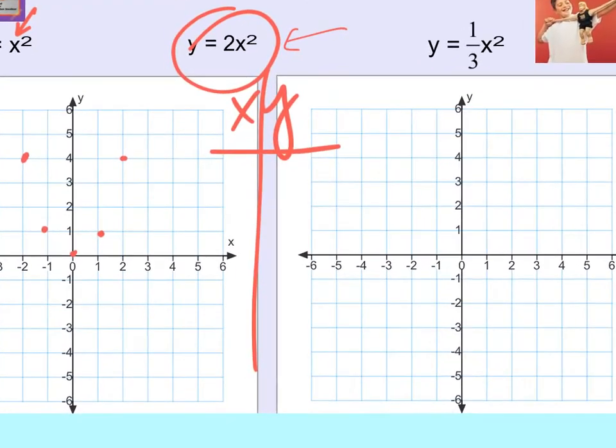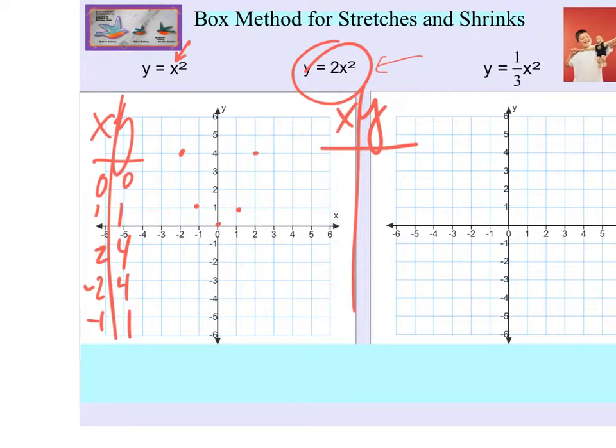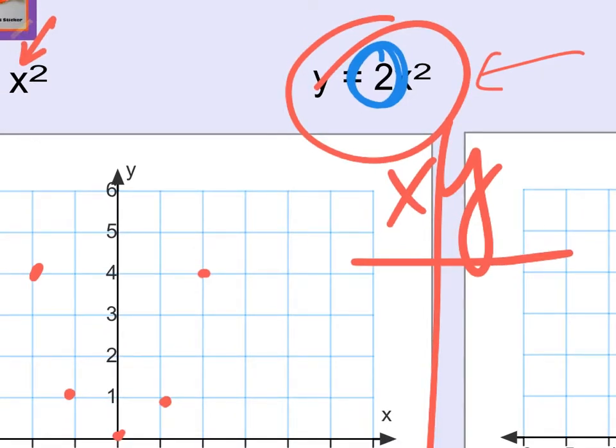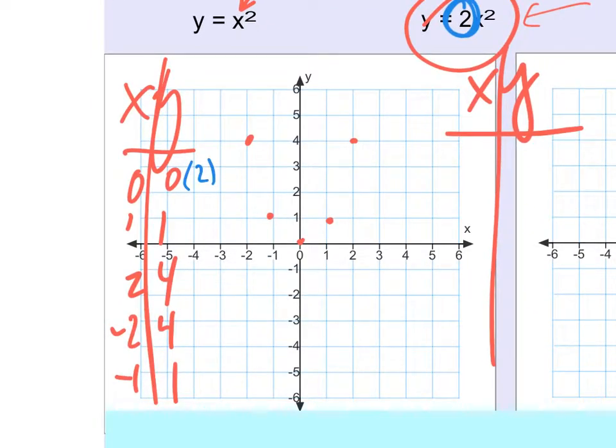All right, so how could you do it in a different way? Would you agree that the 2 here, I'm going to circle it and make it really obvious, that 2 is on the outside and therefore it's a vertical change and therefore it's affecting the y. Can I just go and double all my y values? Yes, you absolutely can. If you take the parent points and then just double all the y values, that totally would work.